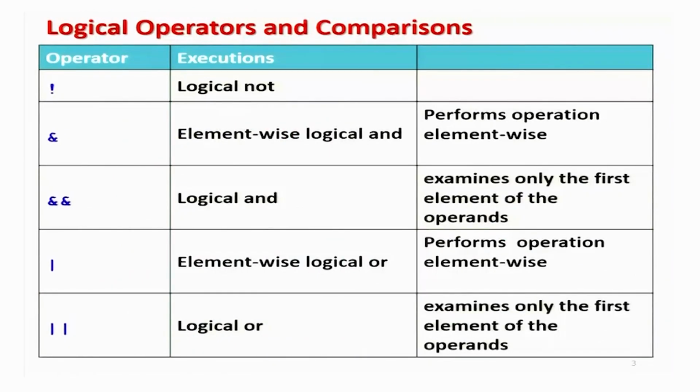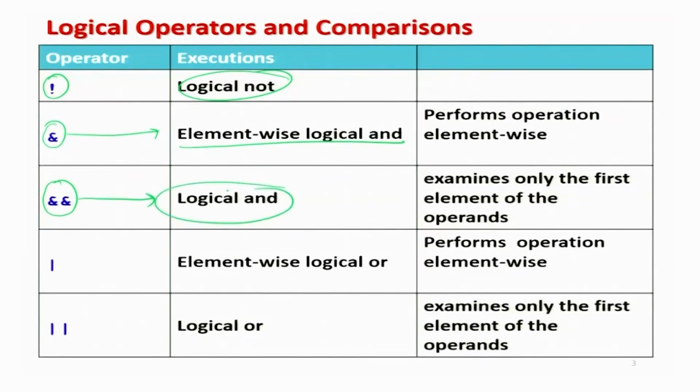Okay, and then you also had learnt about the AND and OR operators. We had seen that the exclamation sign is a logical NOT. When we use the AND operator, we have two options: one is to use the single and sign, or we use the double and. When we use the single and, it gives element-wise logical operations, whereas the double and is a logical AND that executes only the first element in the data vector, whereas the single and works for the entire data vector element-wise.